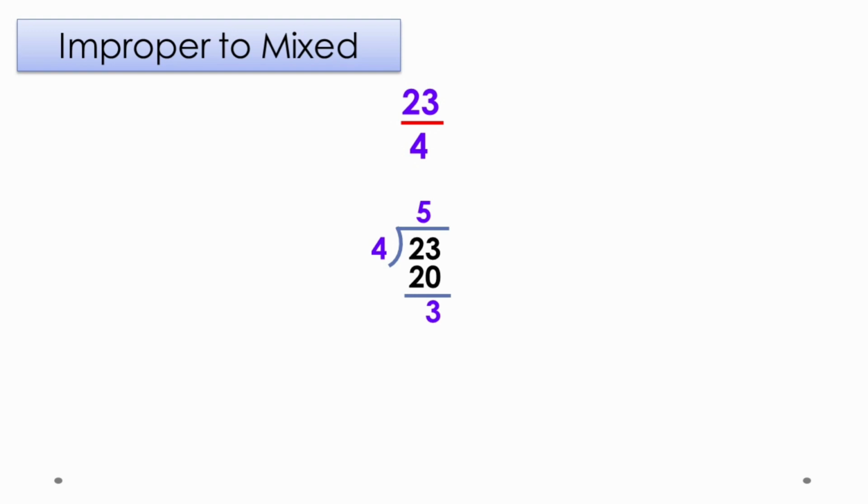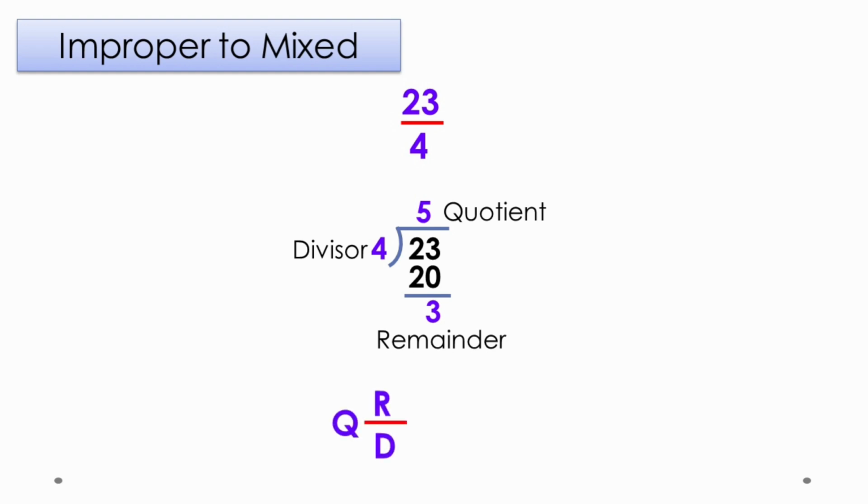Now we have three figures with us: quotient, remainder and divisor. We need to arrange these to get the mixed fraction. For that, remember a simple formula: Q R/D. That is, quotient will take the place of whole, remainder will be the numerator and divisor will be the denominator. So, after dividing 23 by 4, we place the quotient, remainder and divisor as per the formula and get the mixed fraction as 5 3/4.